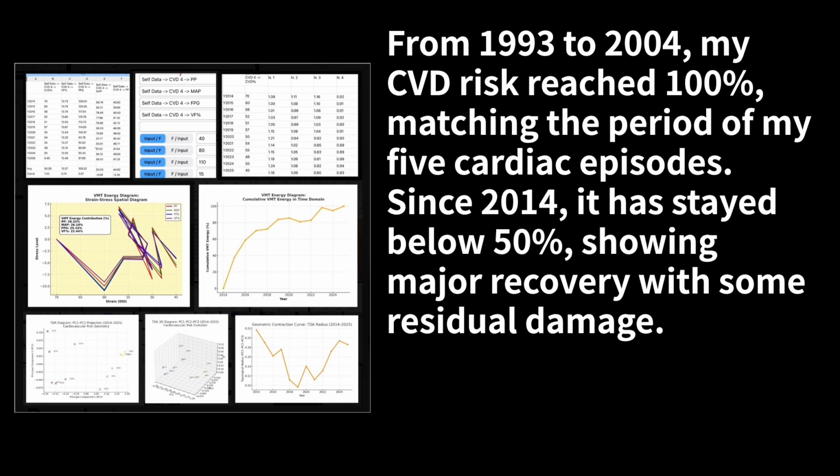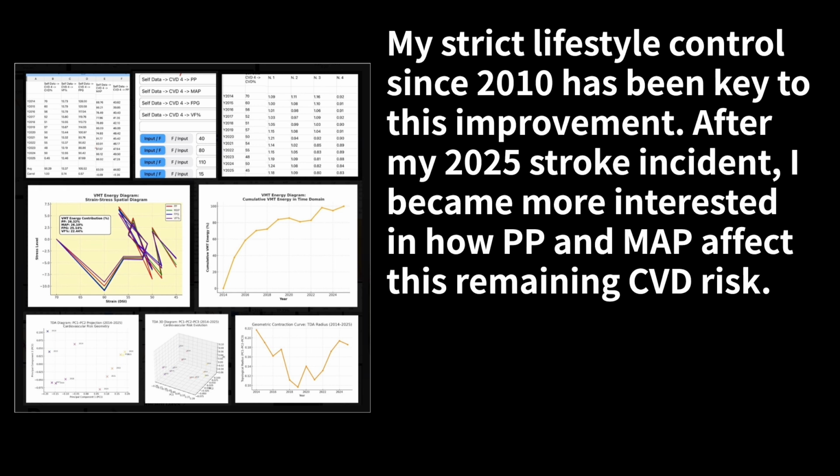From 1993 to 2004, my CVD risk reached 100%, matching the period of my 5 cardiac episodes. Since 2014, it has stayed below 50%, showing major recovery with some residual damage. My strict lifestyle control since 2010 has been key to this improvement. After my 2025 stroke incident, I became more interested in how PP and MAP affect this remaining CVD risk.